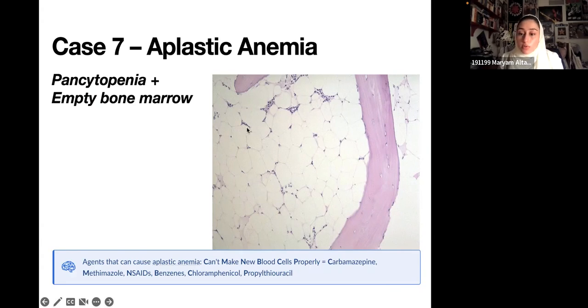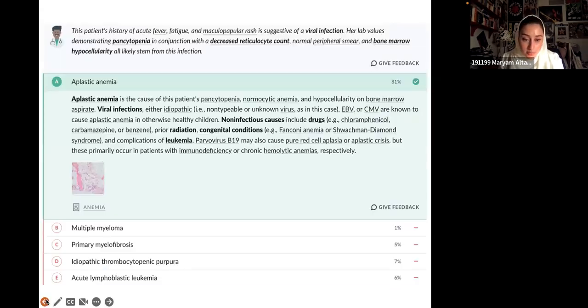So how to differentiate between A and D. Wait, let me go back. A and D, idiopathic thrombocytopenic purpura. Okay, so ITP is going to present a bit differently.